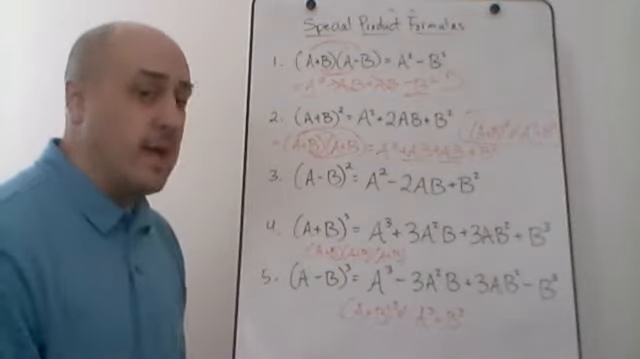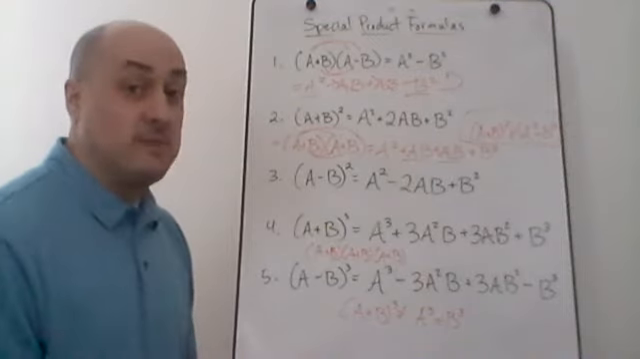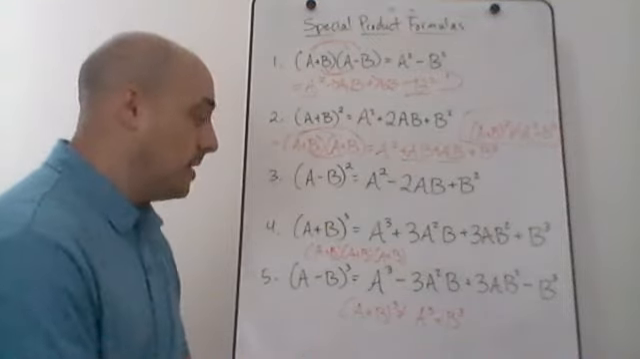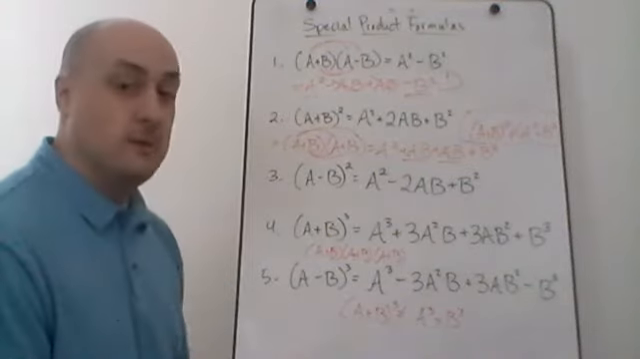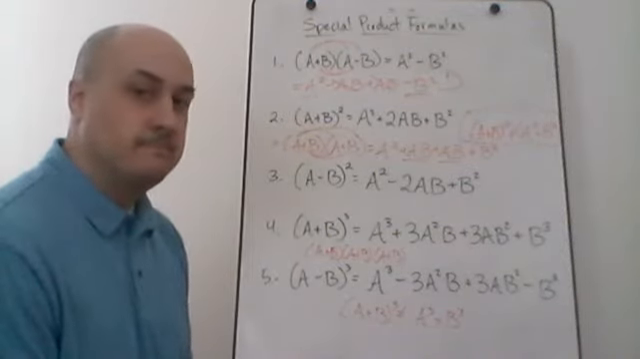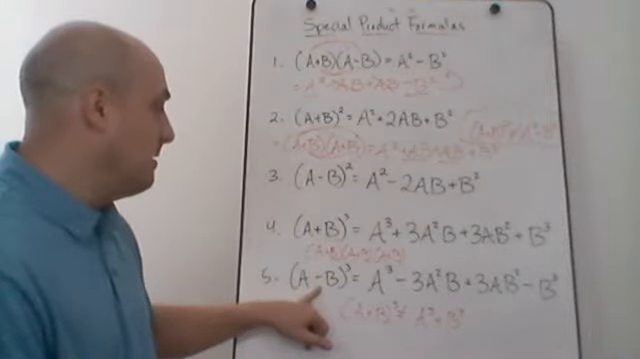I keep harping on that because, like I said, it's a mistake that people make all the time, and it's really frustrating because you tell people all the time that that's not what it is, but still people see this and say, oh, that's a to the third plus b to the third. Don't do that. All right, the last one, a minus b to the third power.